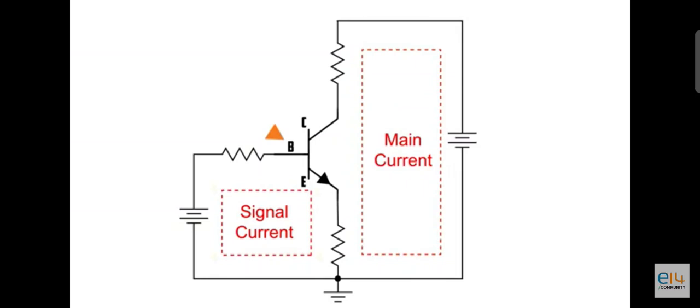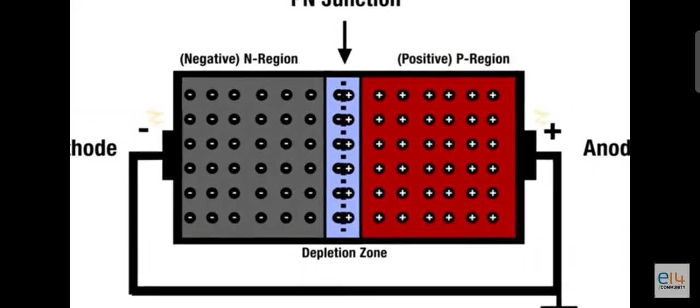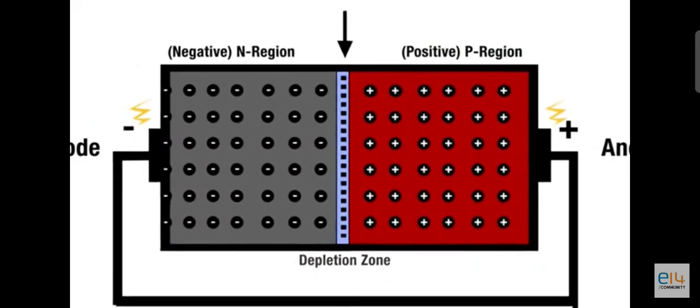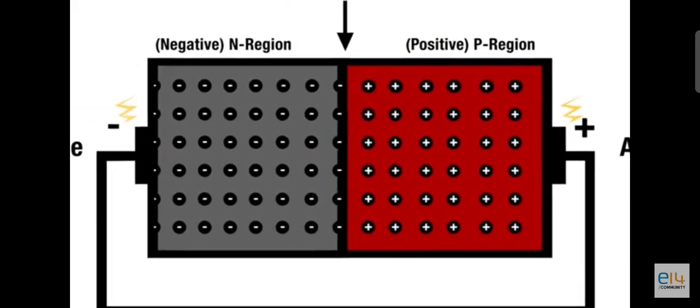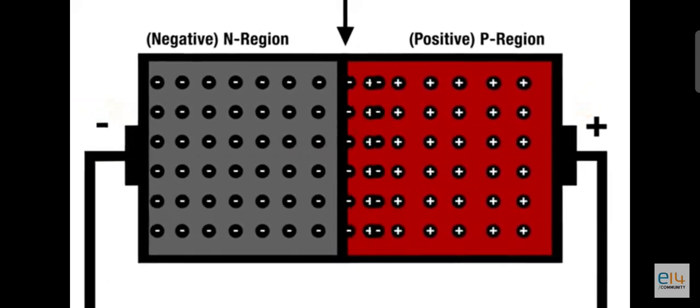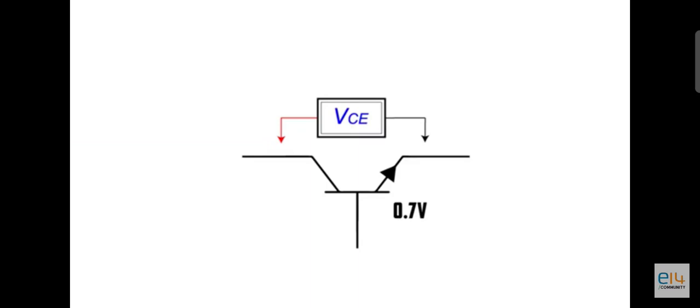A current flowing from the base to the emitter can open the flow of current from the collector to the emitter. From our diodes lesson, we know that diodes require a forward voltage of 0.7 volts before they turn on, allowing current to flow. In a standard NPN transistor, when 0.7 volts is applied between the base and the emitter, the transistor turns on, allowing current to flow from the collector to the emitter.